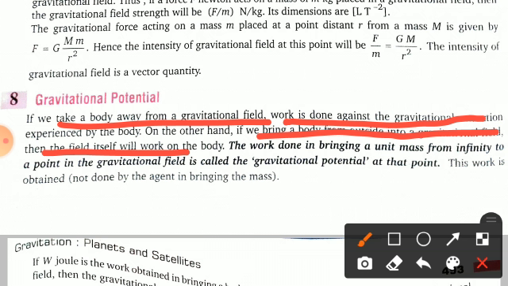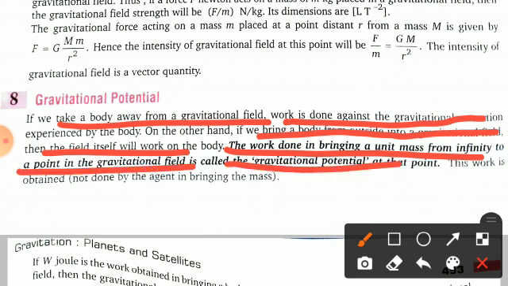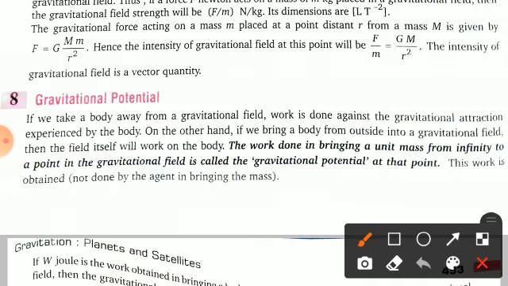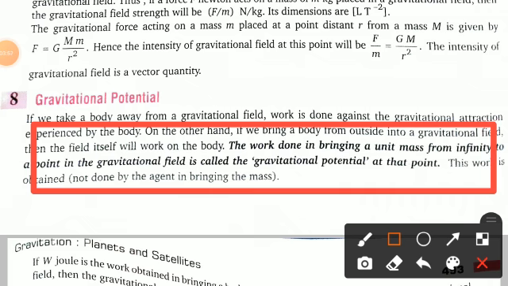The work done in bringing a unit mass from infinity to a point in the gravitational field is called its gravitational potential at that point. This is the definition of gravitational potential. How can you define it? The work done in bringing the unit mass from infinity to a point in the gravitational field is called its gravitational potential at that point. This work is obtained, not done by the agent in bringing the mass.